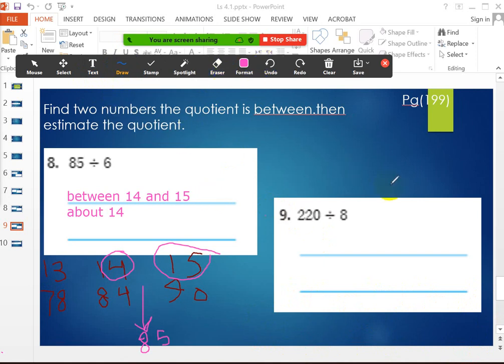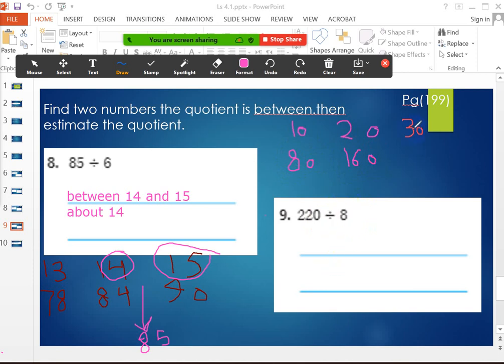Just 1 minute. Okay, now 220 divided by 8. I will find the multiples, so I will write the multiples here. This is a hundreds number, so I will start with the tens pattern: 10, 20, 30. Now I will multiply 8 with 10, so it will be 80. 8 multiply 20: 8 multiply 2 equals 16, and put 0 next to the answer, so it will be 160.